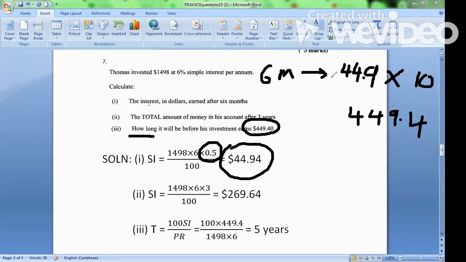44.9 times 2 would give us 89.8. So in 1 year, it is what? 89.8. All right? And if you times by 5, you get the same. You get what they're looking for, and that's how you get the 5.